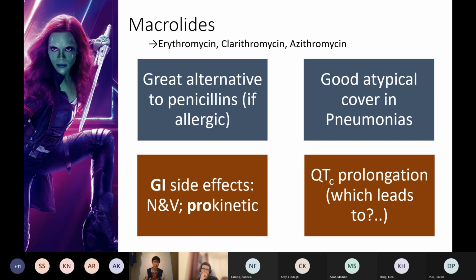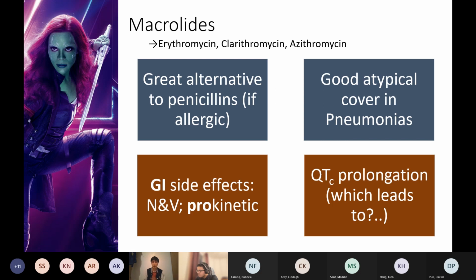They have GI side effects. These are really big, and that's an important one to know for SBAs. Lots of people feel upset belly, nausea and vomiting, but it's also a prokinetic, so it can lead to diarrhea and things like that. Weirdly, we sometimes use that for its benefit. And it also can cause QTc prolongation.